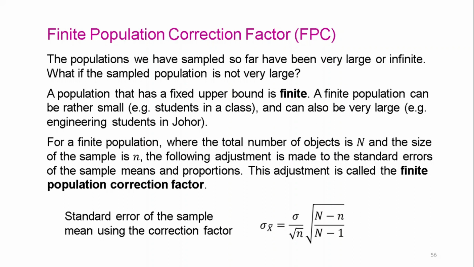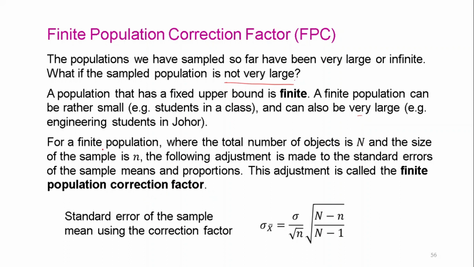The last subtopic in this chapter is the Finite Population Correction Factor, FPC. The populations we have sampled so far have been very large or infinite. What if the population is not very large? A population that has a fixed upper bound is finite. It can be rather small or very large. For example, a small one is students in a class, and an example of a large population is engineering students in Johor. So we can see the difference between these two populations.